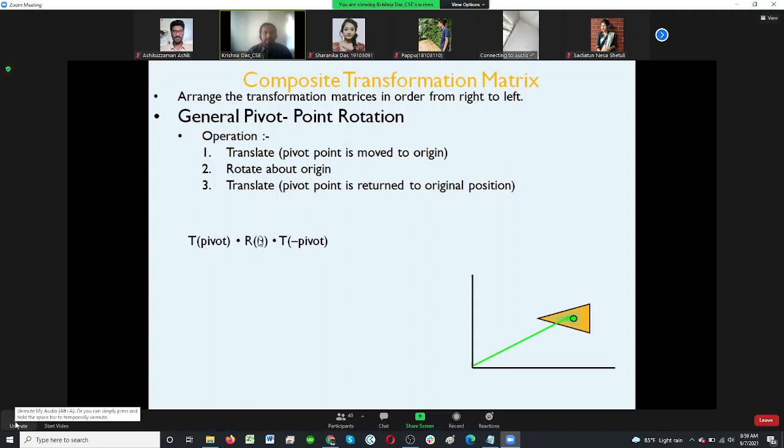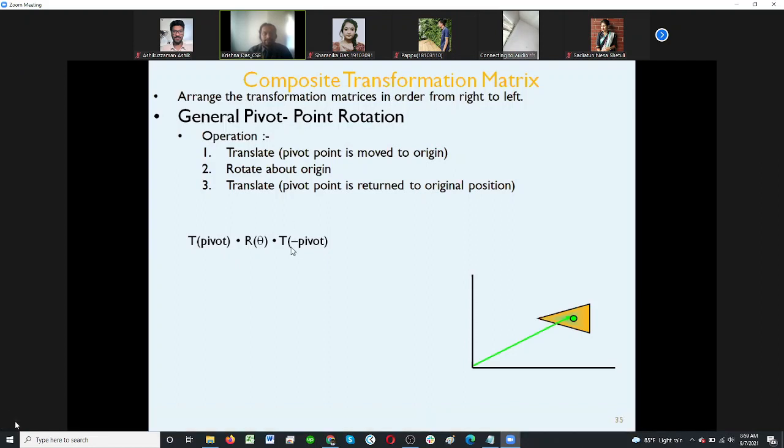Okay, so whatever we apply, the matrices that you arrange are right to left. So at first we are getting the negative translation, as you can see, which is minus tx minus ty, because we are coming to the origin. Okay, then we have the rotation matrix, then we have the positive translation. That's the same applied for returning it back.